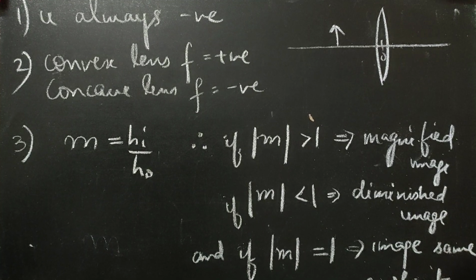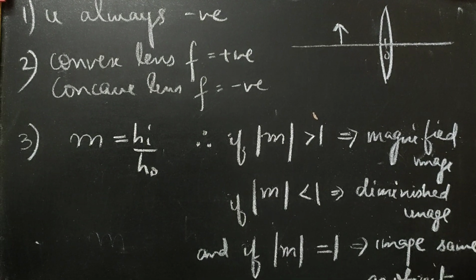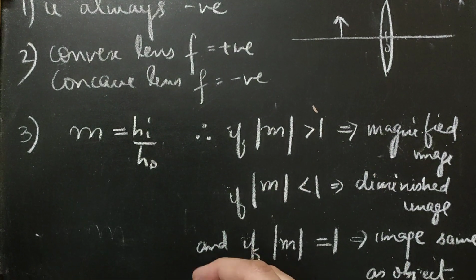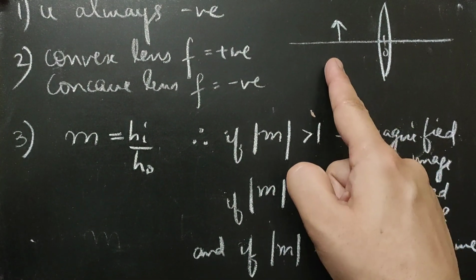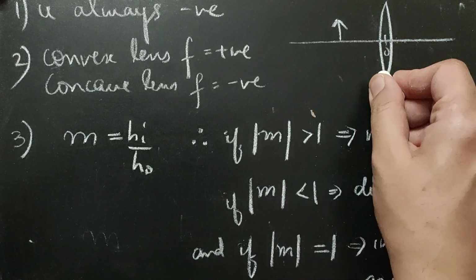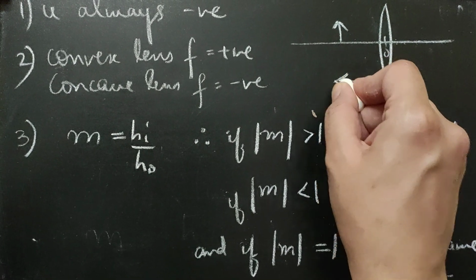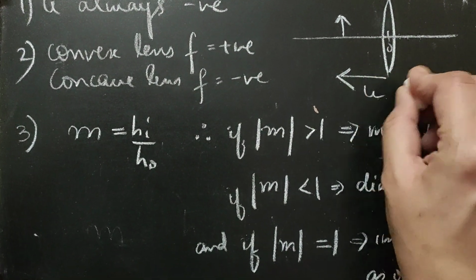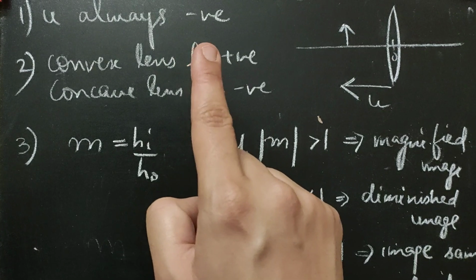So the first point to be kept in mind while doing numericals would be that u is always negative. Reason we have discussed in sign conventions. Because the object will always be placed in front of the lens, and to measure the object distance you will go in the direction opposite to the incident light from the optical center. So this distance will always come out to be negative. So u is always taken negative.